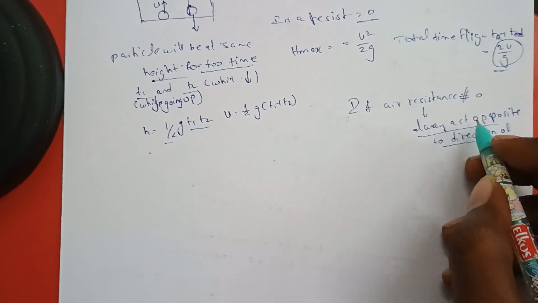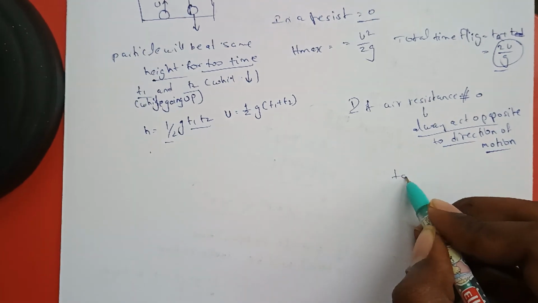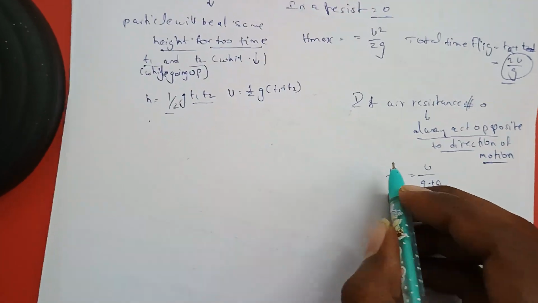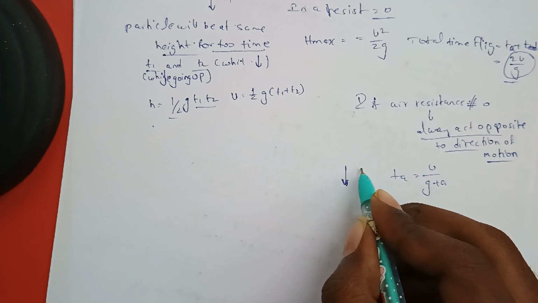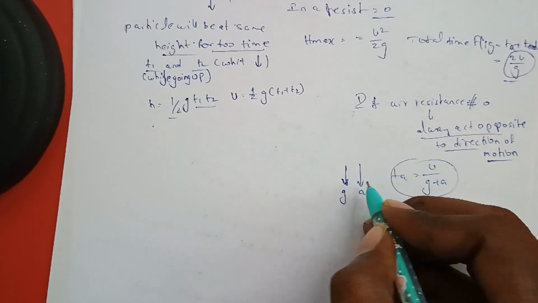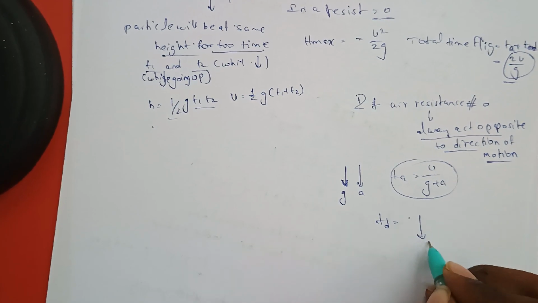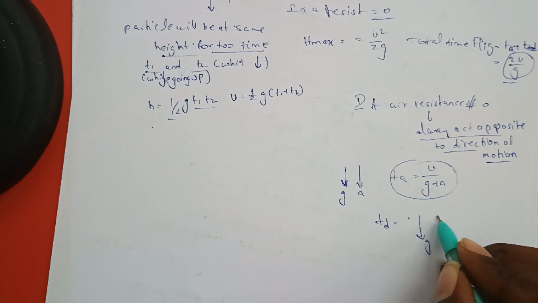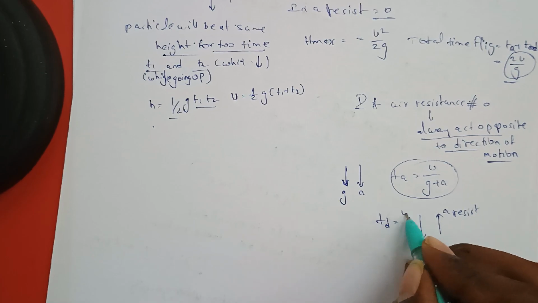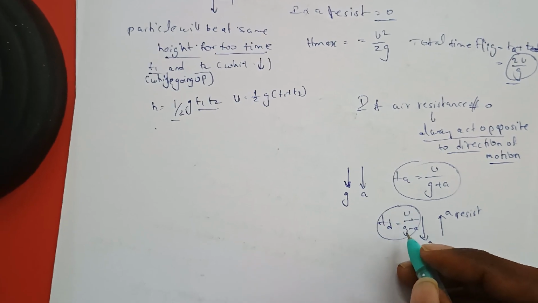If air resistance is not equal to 0, it always acts opposite to the direction of motion. Time of ascent is equal to u by g plus a, since gravity acts downwards and air resistance also acts downwards, so they can be added. In time of descent, gravity acts downward and the acceleration a of resistance acts upward, so time of descent will be with initial velocity by g minus a of air resistance.